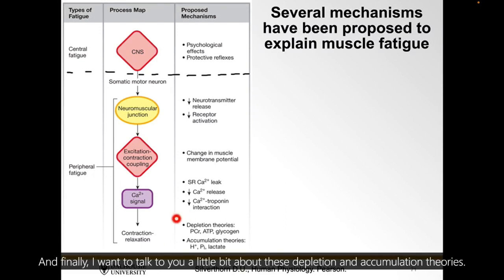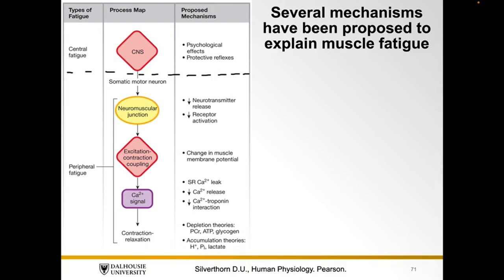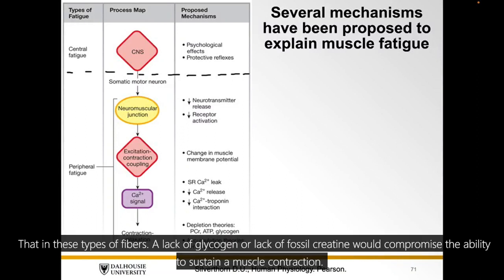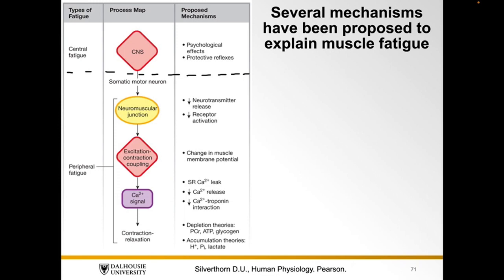And finally, I want to talk to you a little bit about these depletion and accumulation theories. When we talked about type 2X fibers, we talked about how phosphocreatine and anaerobic glycolysis through glycogen have limited capacity. So it is plausible that in these types of fibers, a lack of glycogen or a lack of phosphocreatine would compromise the ability to sustain a muscle contraction.